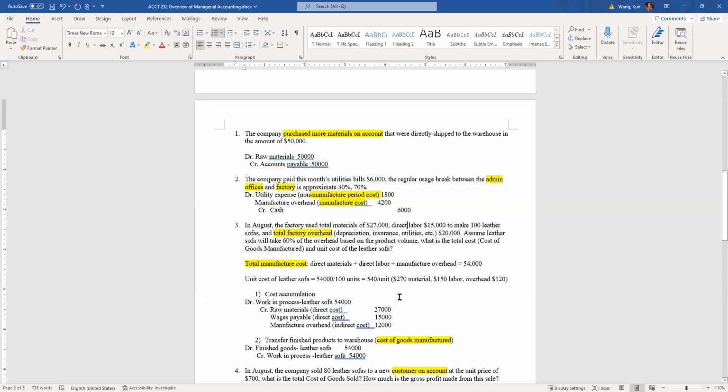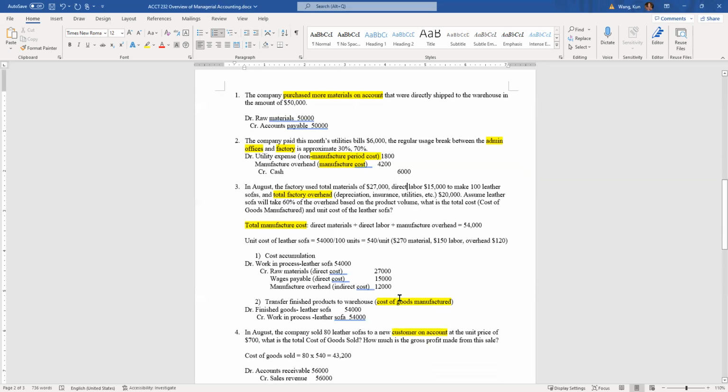Also, in the meantime, we needed to make the journal entries to reflect the overhead, like the overall manufacturer cost, and then transferring the products to the warehouse. So first, let's see the calculation. The total manufacturer cost includes 3 components.